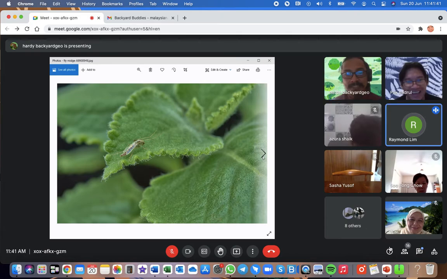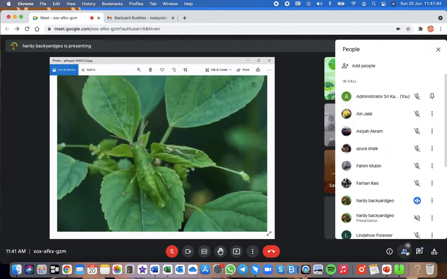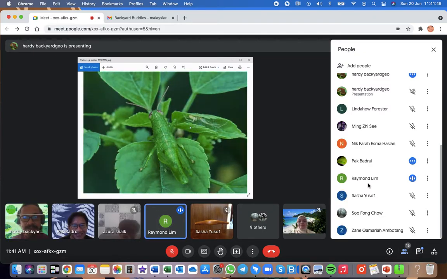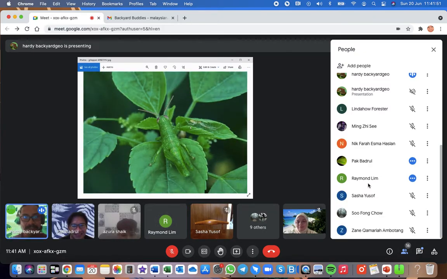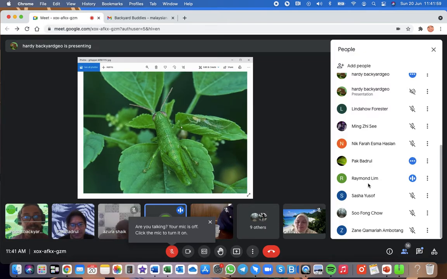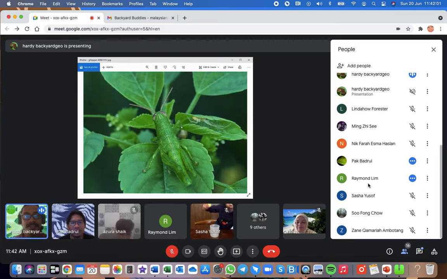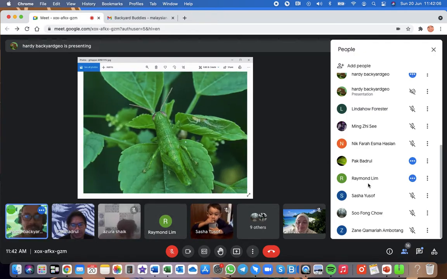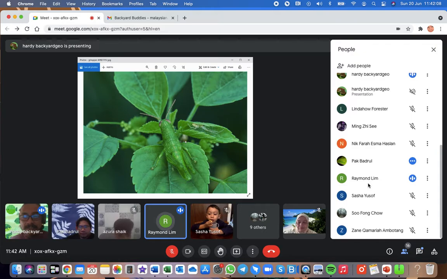Okay, next one. Grasshopper is supposed to be green. It's supposed to be a dinosaur, right? It looks like something else I've seen from a book. It looks like a dinosaur, is it? It's an insect. This is actually the name of the yellow grasshopper, the belalang kunyit. This is the baby of belalang kunyit, if anybody knows.